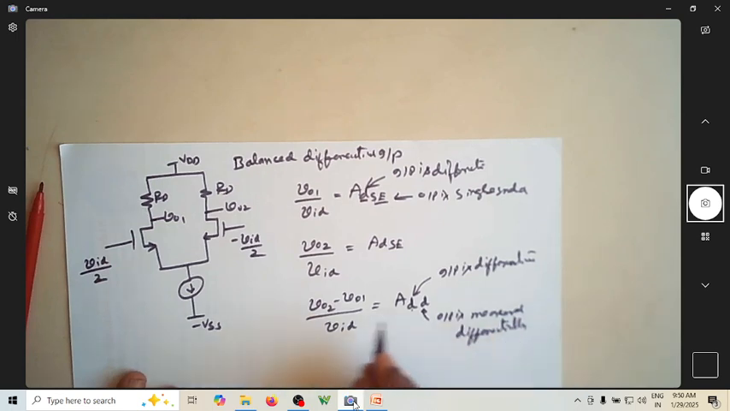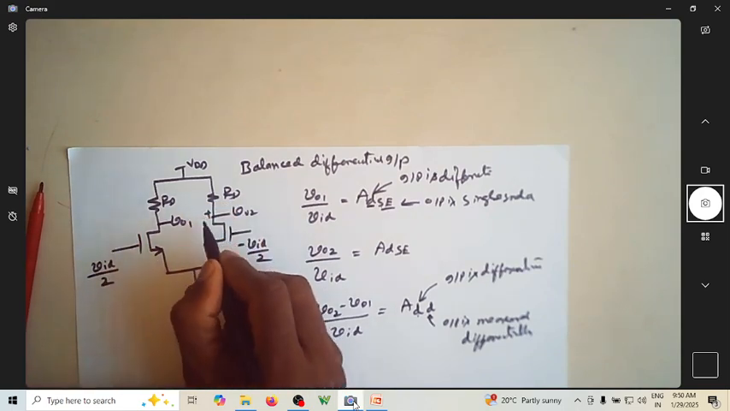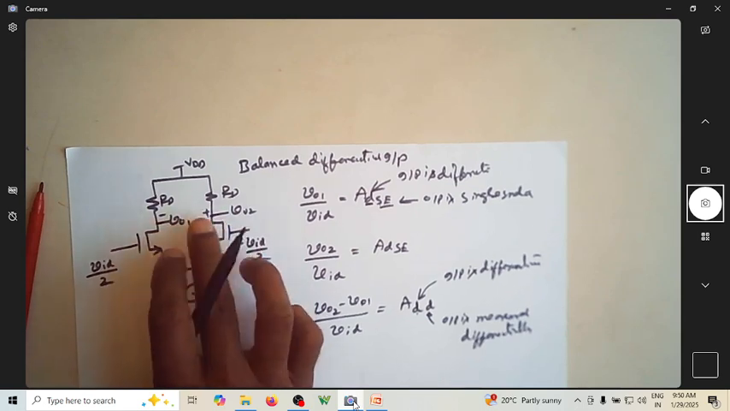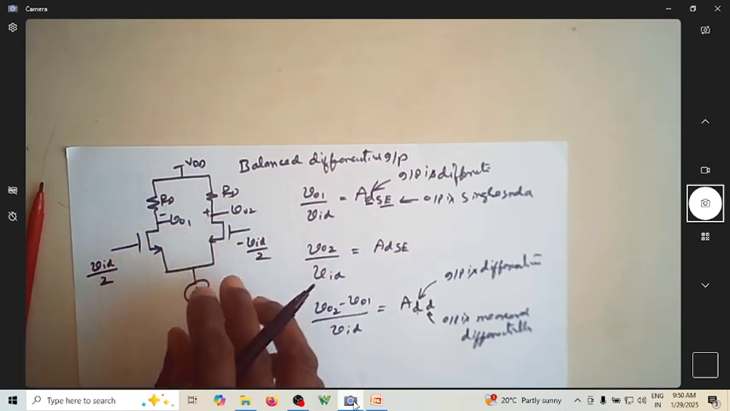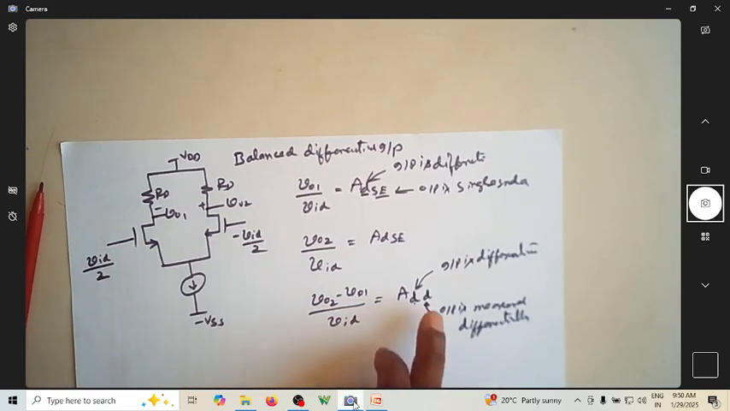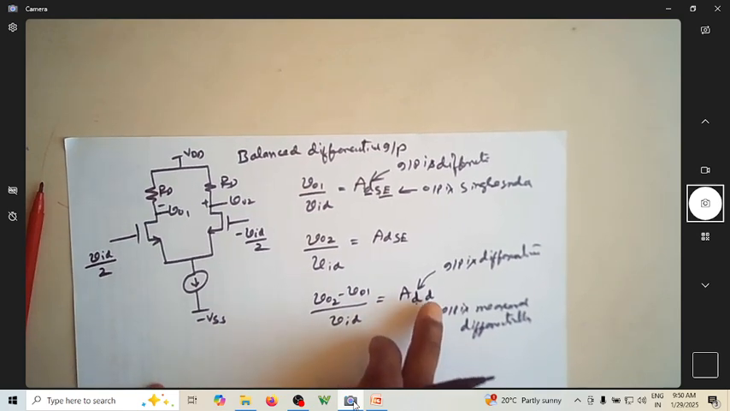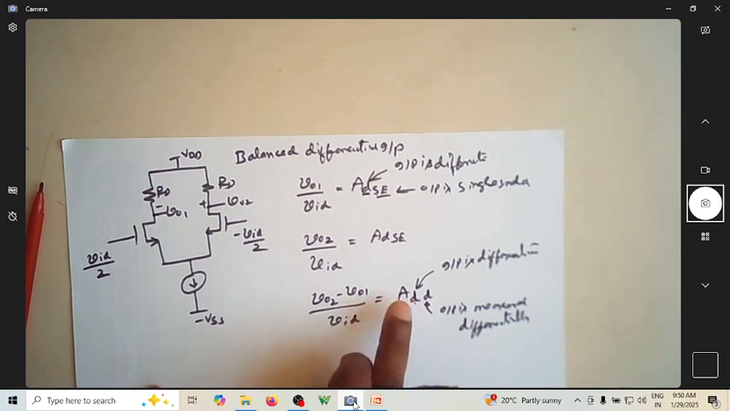What do you mean by measured differentially? When I'm measuring the output voltage, I'll just put plus here and minus here. Then this is a differentially measured output for a differential input. So that is the gain, which is differentially measured for a differential input.